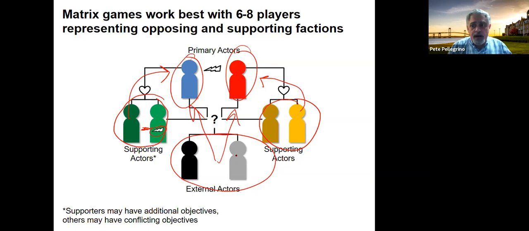Now, everybody in a matrix game has an objective. Everybody has an objective. It's not just that there's an objective. Blue needs to win the war, okay? That's the objective. Now, everybody involved has their own objective.